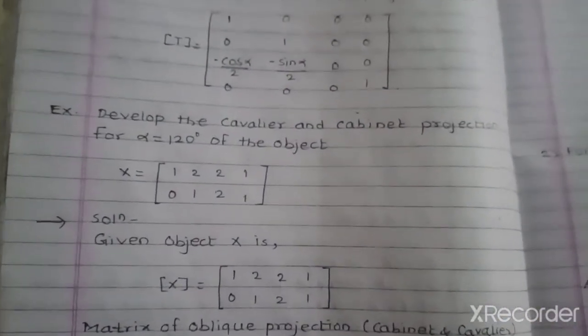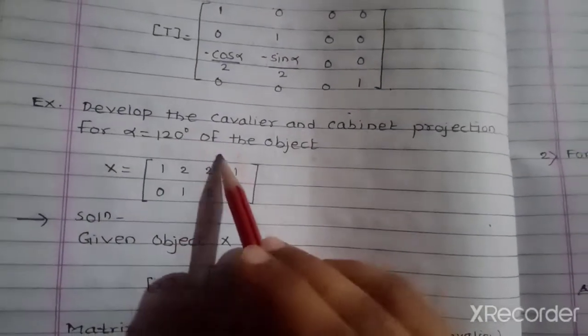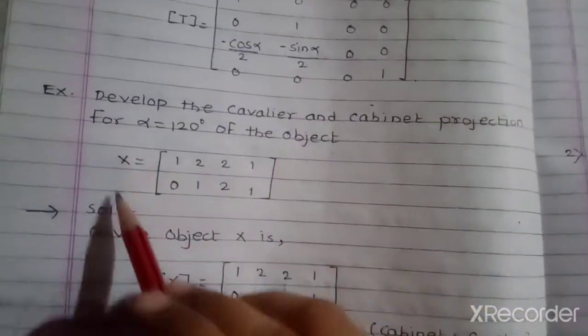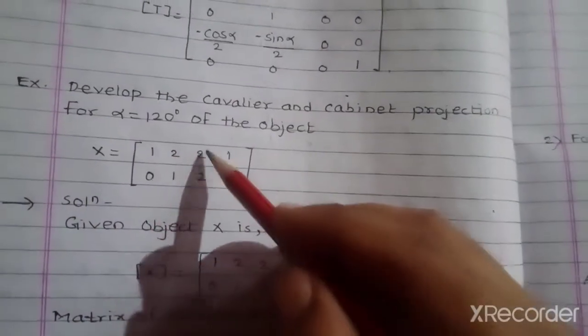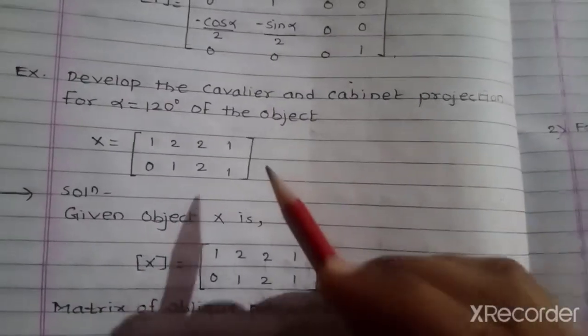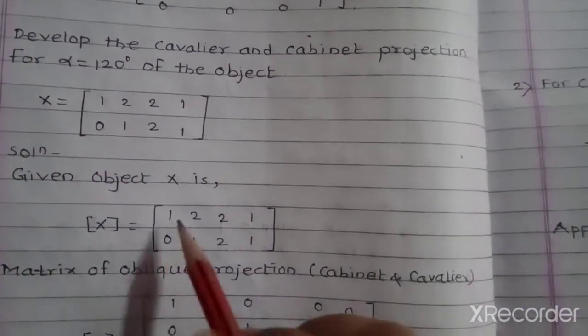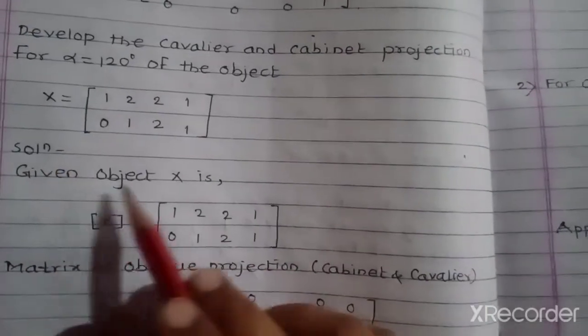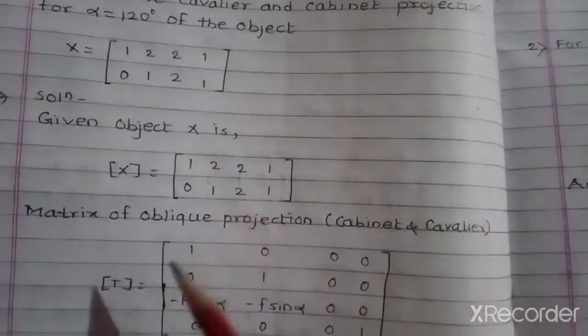Develop the Cavalier and cabinet projection for alpha equal to 120 degree of the object. Here we are given the object X equal to 1 0 2 1 2 2 1 1. So those values are our given object. First of all, in our solution we write down our given object X.